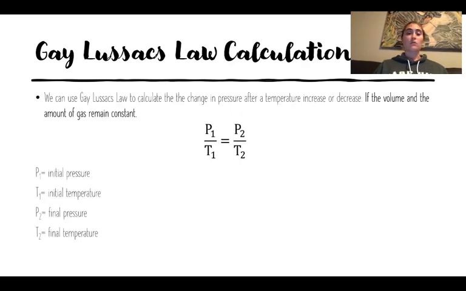All right, so let's look at the calculations. We can use this law to calculate a change in pressure after a temperature increase or decrease, as long as, and I already said this, the volume and the amount of gas remain constant. This is the equation that we'll use: P1 over T1 is equal to P2 over T2, where P1 is the initial pressure, T1 is the initial temperature, P2 is the final pressure, and T2 is the final temperature.